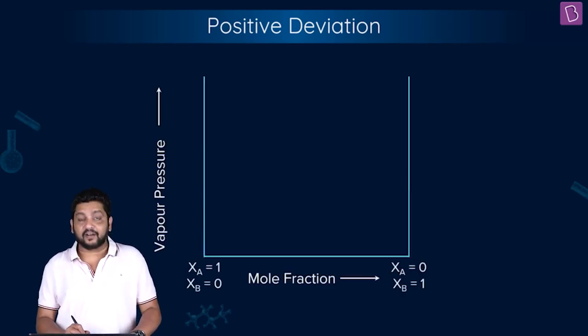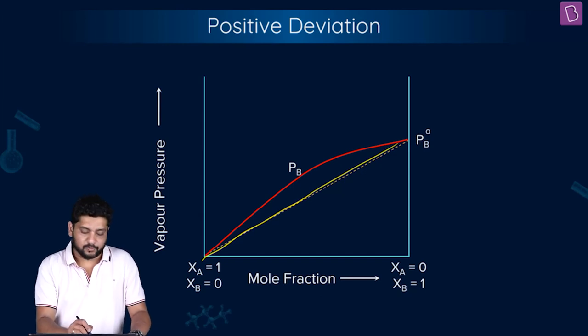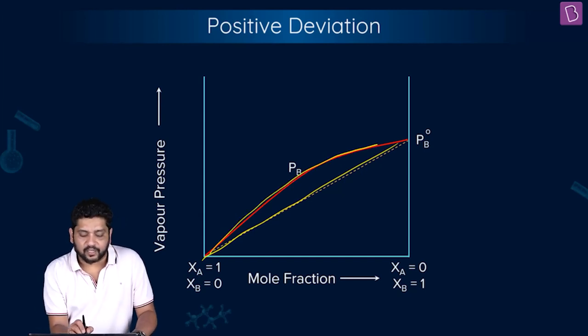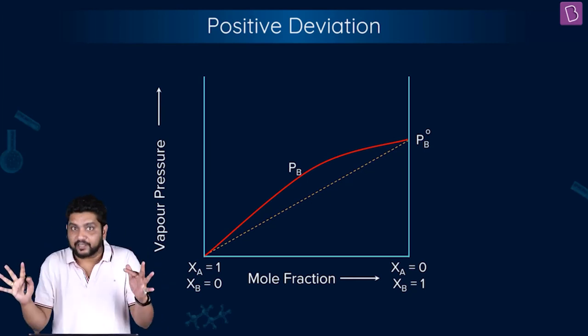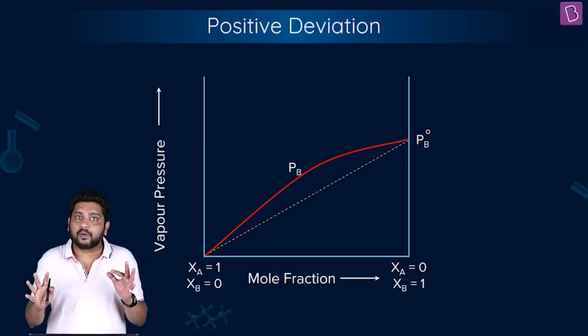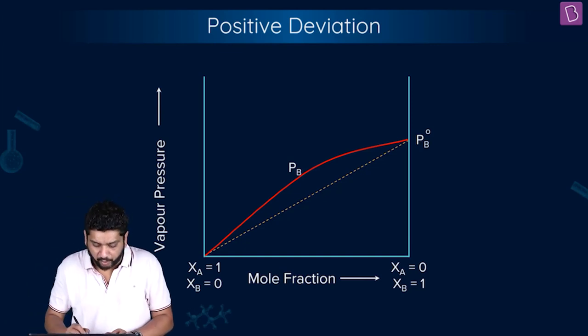So as I was telling you in the graph, according to Raoult's law, what should have been your PA is what is plotted, PB is what is plotted here, and you're getting the actual graph to be something like this. What does that tell you? The presence of A is somehow disturbing B so much that B wants to jump out of the solution, right? Same is the case with your PA as well.